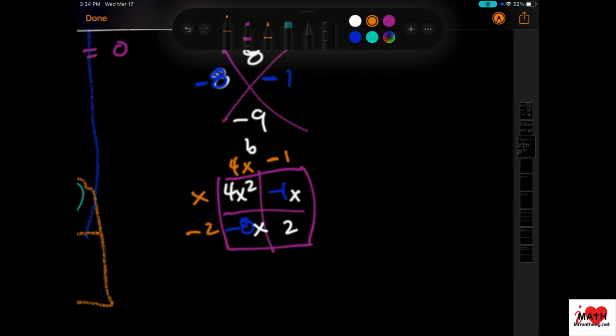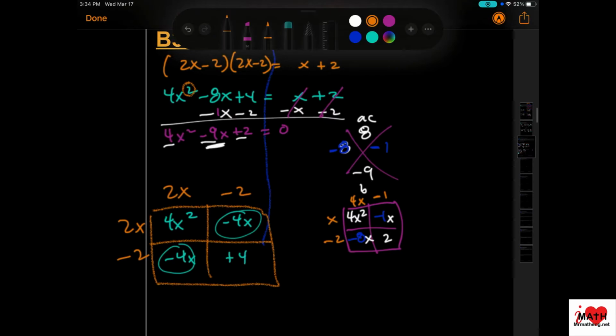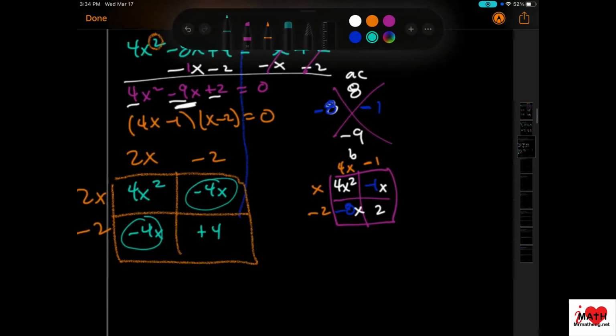Because that would give us negative 2 times 4x gives me negative 8x. Negative 2 times negative 1 gives me positive 2. Okay, that one works. So when we factor this, we have 4x minus 1, x minus 2. Now to solve these, we're going to take these and we're going to set each of these equal to 0. This one in a different color, x minus 2 equals 0. So this one is x equals 2.